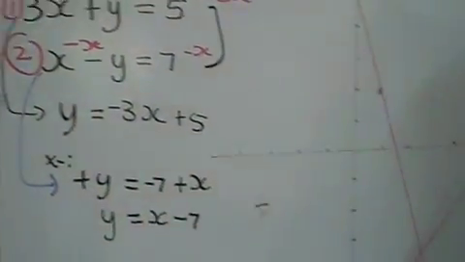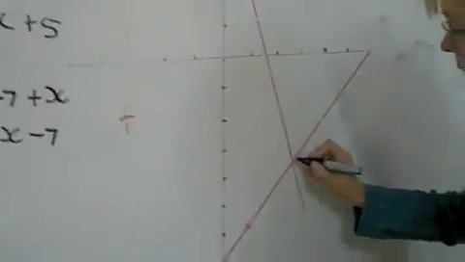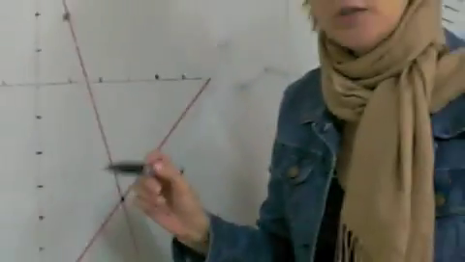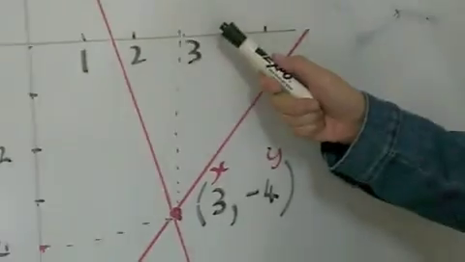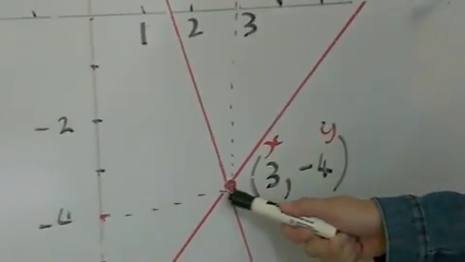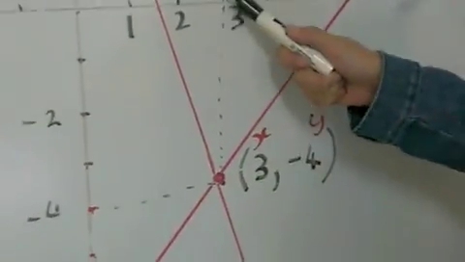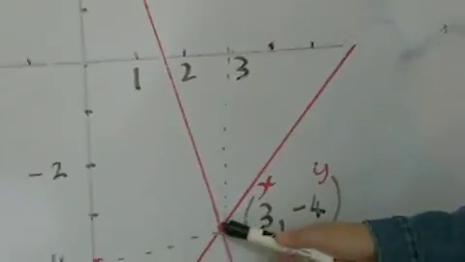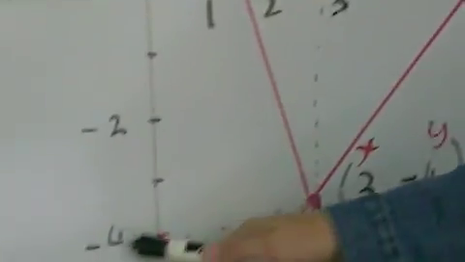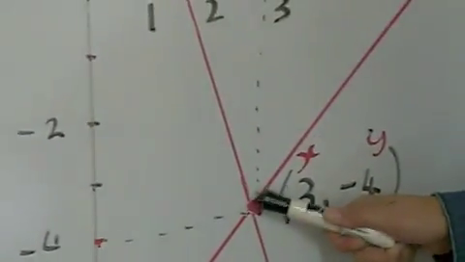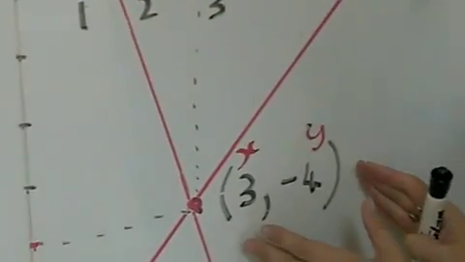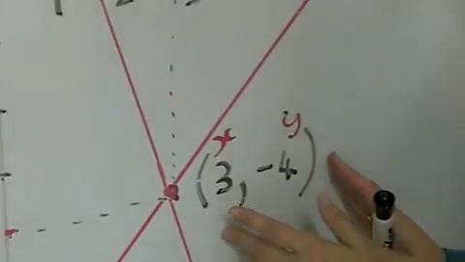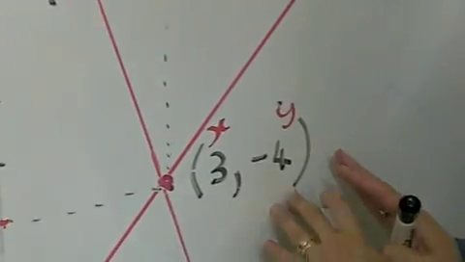And now all I need to do is go and check where they cross, because where they cross is the solution for both this graph and for that one. Okay, so we're going to see what is the solution here. We can see that x is 3, and we go down here, we see y is minus 4. So there is one solution to this problem, 3 and minus 4.